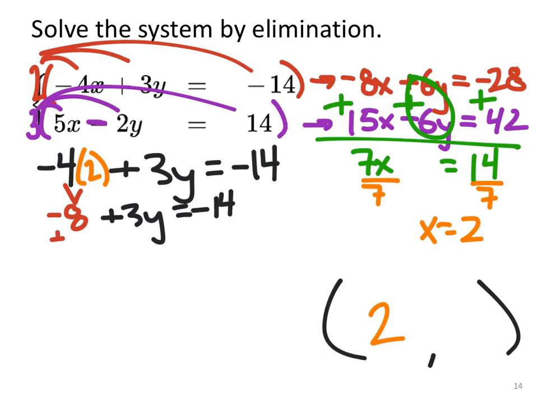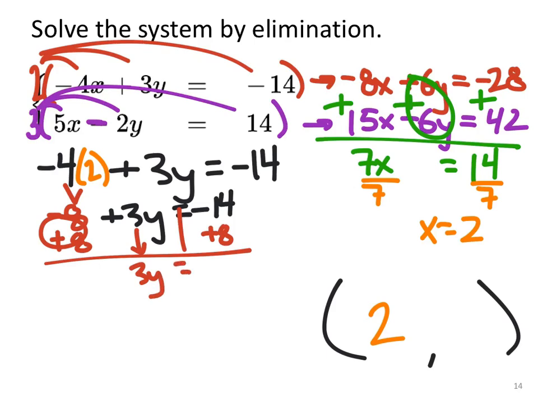So yeah, now add 8 to both sides. To zero that out, drop the 3y, which now equals negative 6. Oh, that's nice. So divide both sides by 3, and y equals negative 2. So the ordered pair we have right now is 2, negative 2.